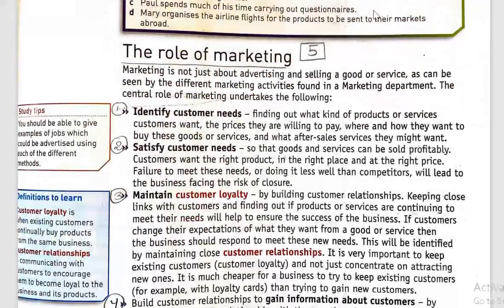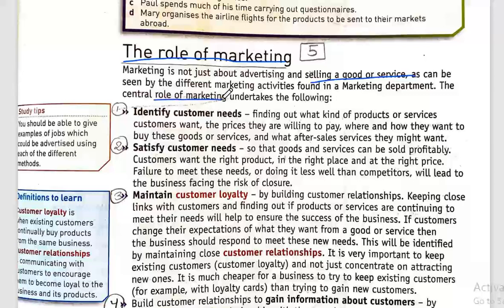So, the role of marketing. Usually people, when they hear the word marketing, think it's just about advertisements or sales promotion, but it has a lot of activities related to selling a good and service. So we have, let's say, the role of marketing. What are they responsible for?